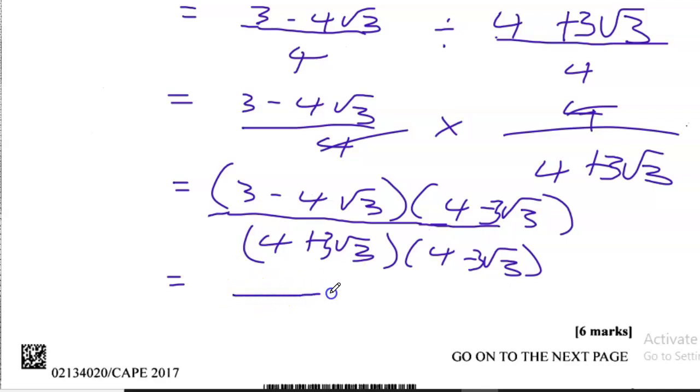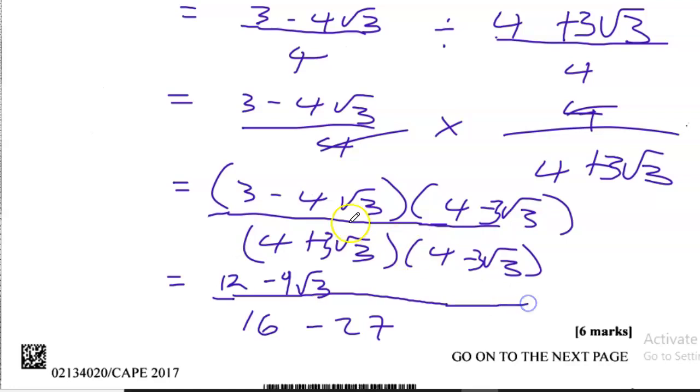So expanding, the denominator will be 16 minus 27. And the numerator is 3 times 4, that's 12. 3 times minus 3 root 3, that's minus 9 root 3. Minus 16 root 3. And then minus 4 times minus 3, that's 12, times 3, that's positive 36.